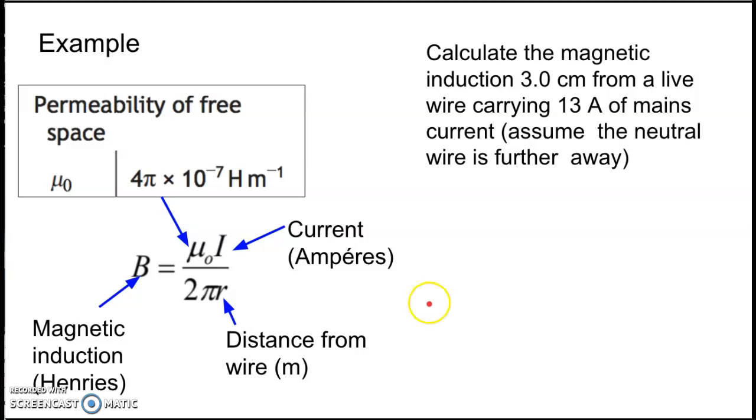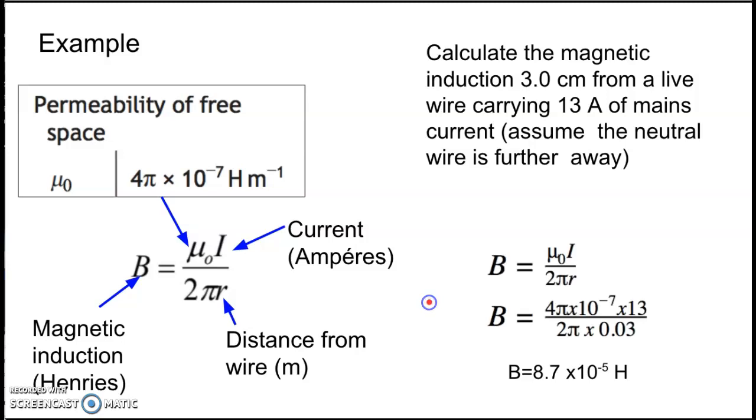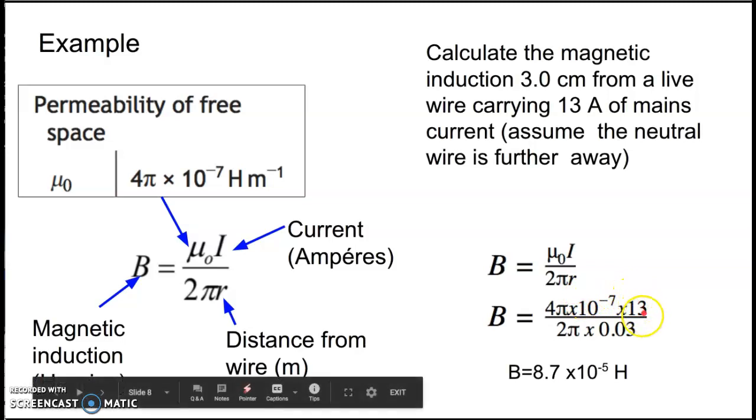Okay, so you've hopefully got your own answer for that now. Let's see, you should have mu naught I over 2 pi r, that's your numbers, that's the current, that's the distance, and that should be your answer.